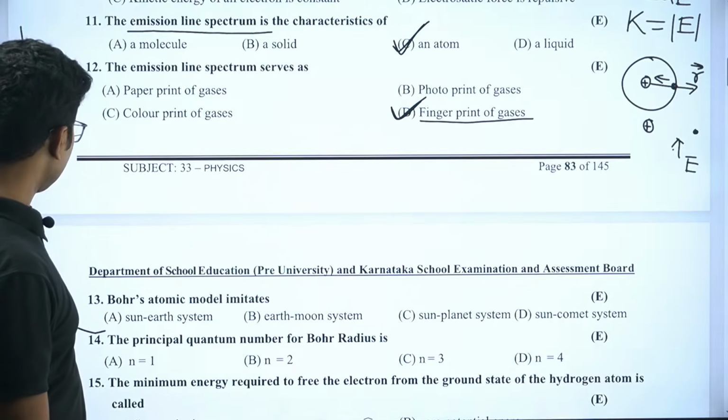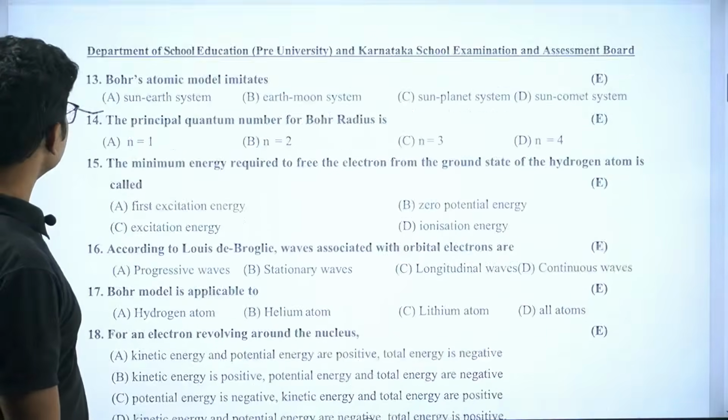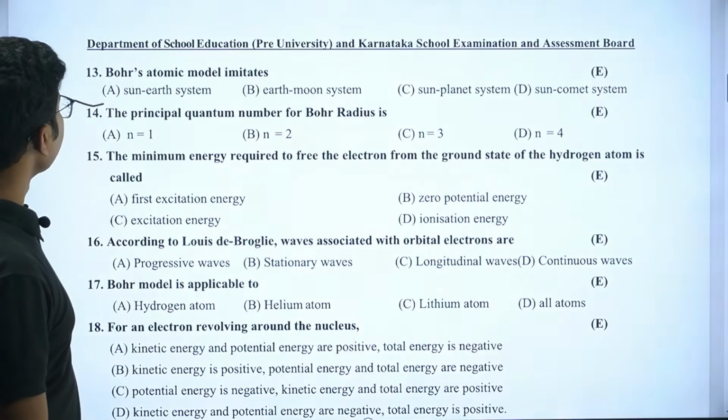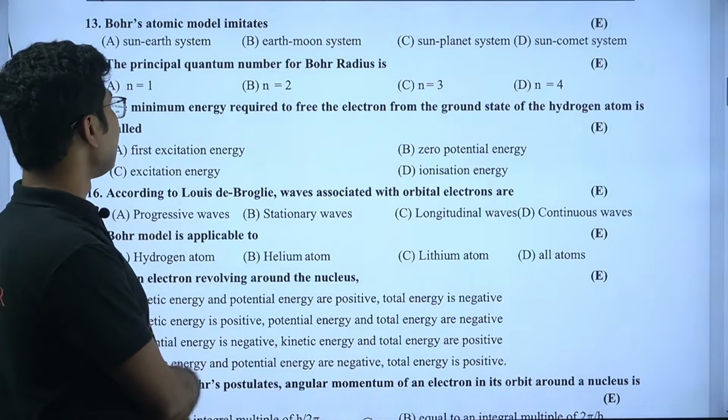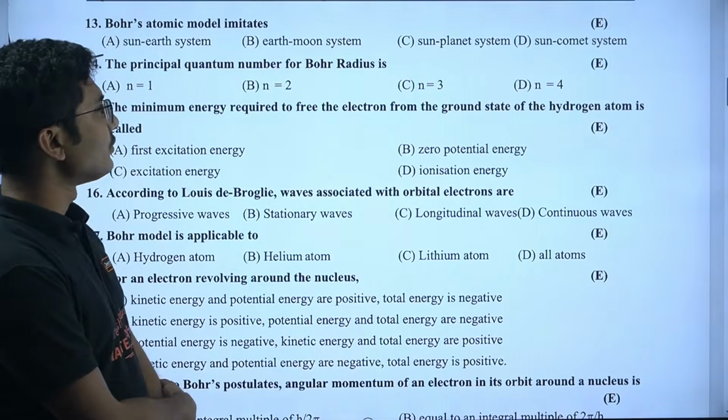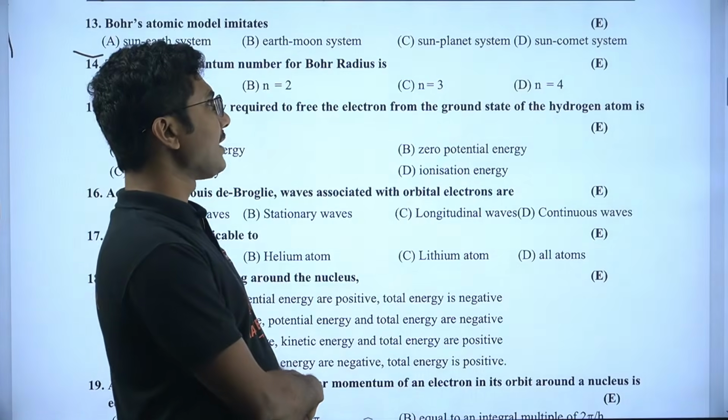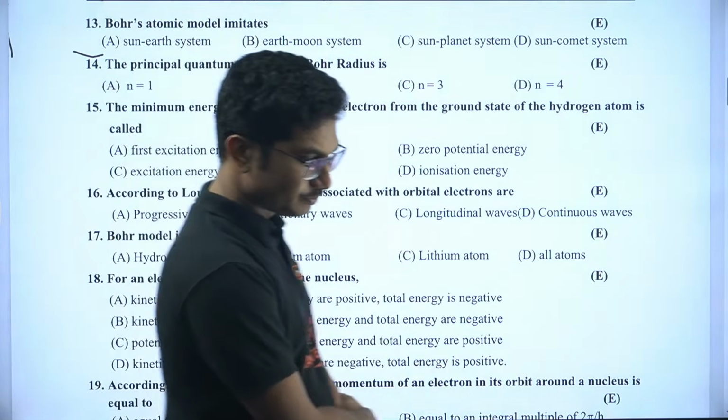Next is question number 13. Bohr's atomic model imitates Sun-Earth system, Earth-Moon system, Sun-Planet system, Sun-Comet system.